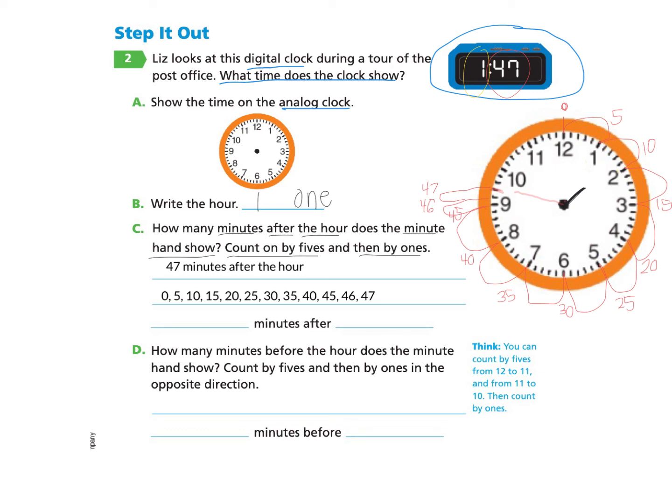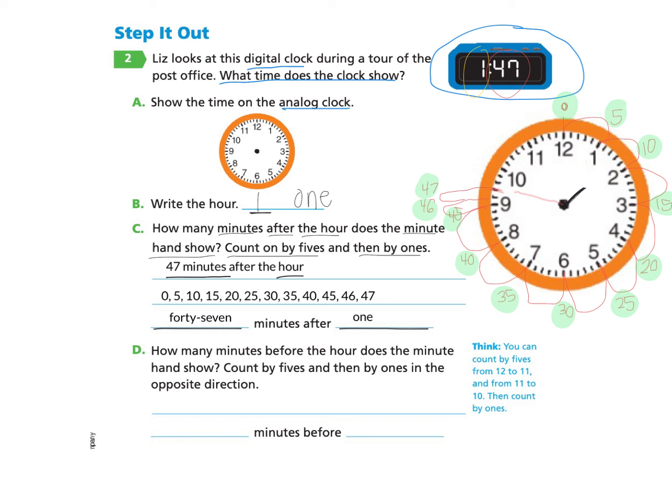So we can write 0, 5, 10, 15, 20, 25, 30, 35, 40, 45, 46, 47. We can fill in the blanks here for blank minutes after blank because we know that there were 47 minutes after the hour, and the hour is 1. So we will write 47 minutes after 1.